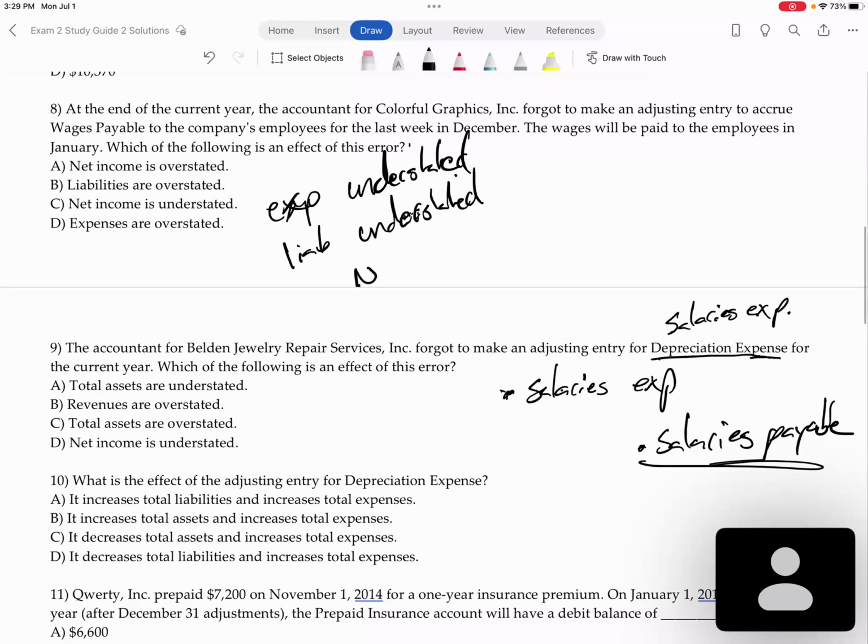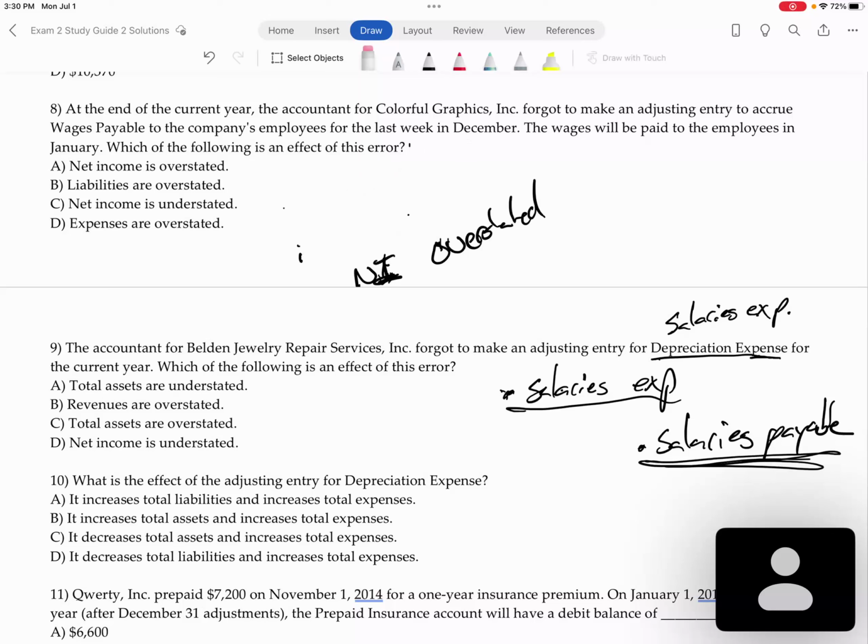Okay. Net income overstated. I don't know. That's the main things. So expenses would be understated because we didn't record the expense. Liabilities would be understated because we didn't record this liability. And then net income would be overstated. Okay, so that would be another example of one they could do.